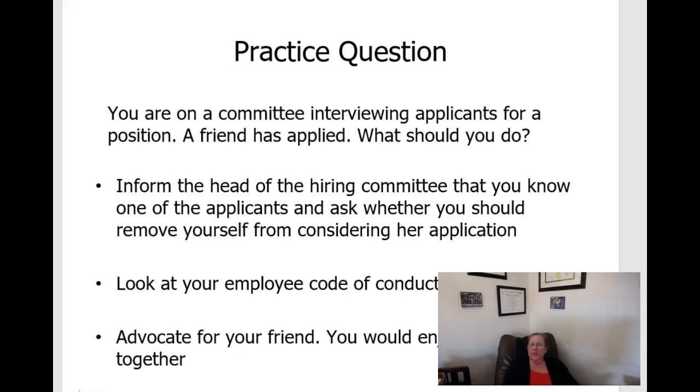So here are some practice questions. If you are on a committee interviewing applicants for a position and a friend has applied, what should you do? Inform the head of the hiring committee that you know one of the applicants and ask whether you should remove yourself from considering her application, look at your employee code of conduct, or advocate for your friend because you think you would enjoy working together.